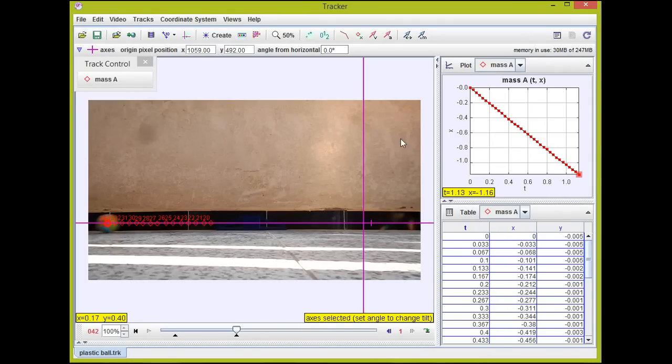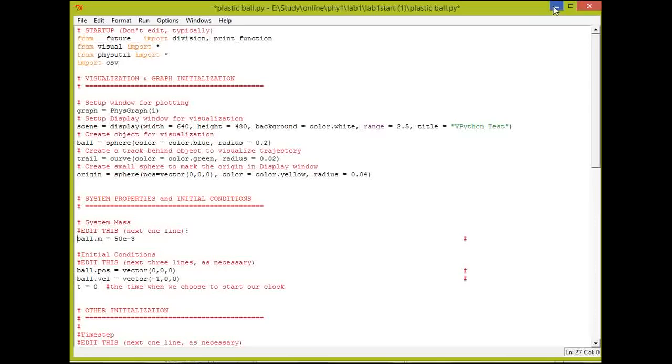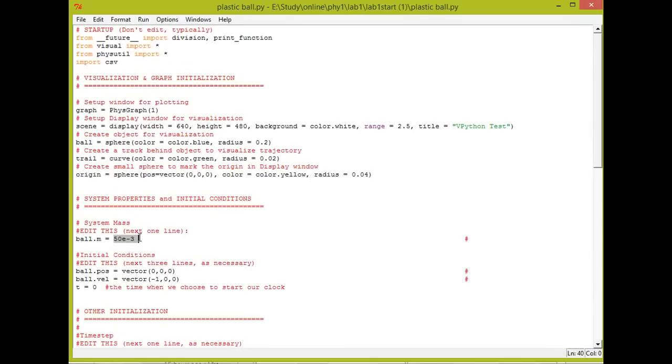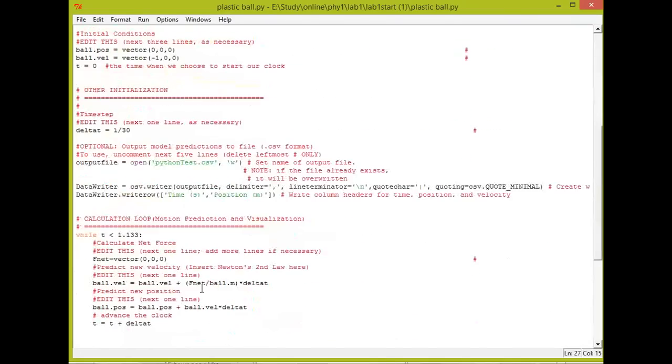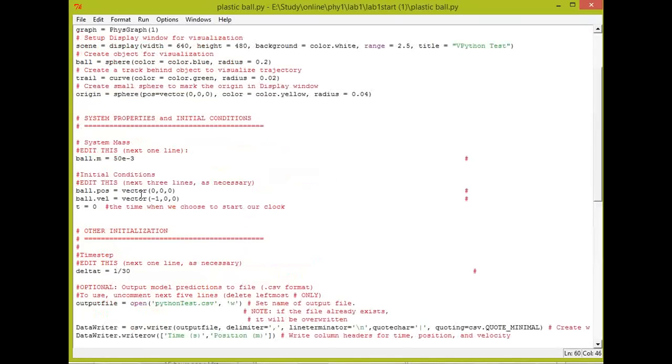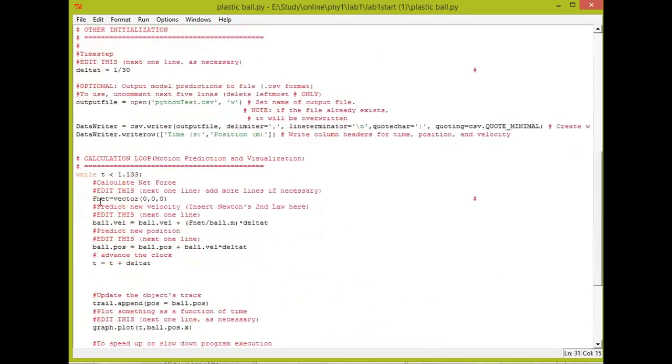Now we open Python to make our computer model. So here we set the mass of the ball to 50 grams. This wouldn't really matter, it won't affect any calculations because we are assuming from the beginning that F net is equal to 0 and this whole term is equal to 0. We can see here that the initial position of the ball is 0 and the initial velocity is -1 in the x direction, and F net is 0 as we are assuming from the beginning. So now we're ready to test that.